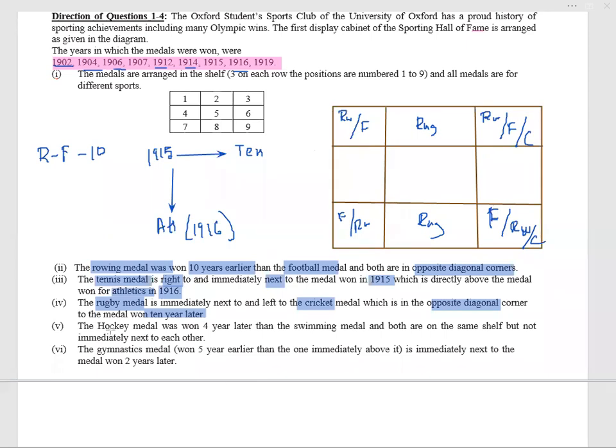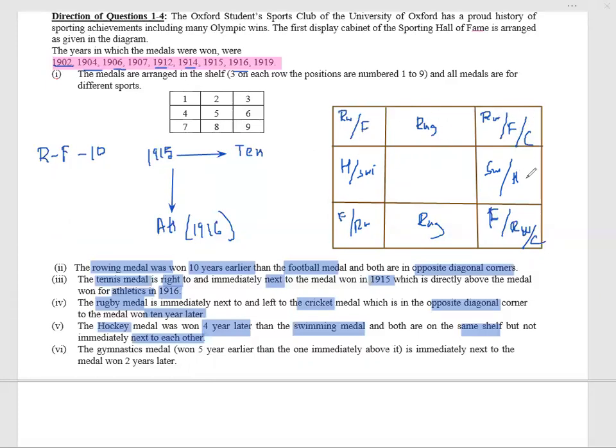Come to the next one. The hockey medal was won 4 years later than the swimming medal. Both are on the same shelf, but not next to each other. That means there is a gap in between. So hockey, swimming, hockey, possibility. So now I can understand where the tennis, athletics and 1915 arrangement can go.